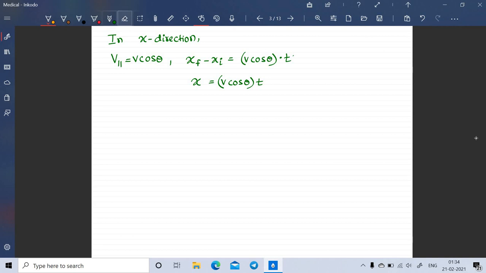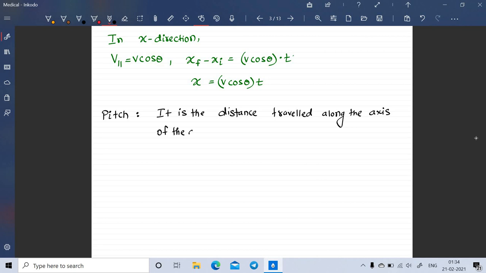Okay. There is another very important parameter of a helix, that is pitch of a helix. It is the distance traveled along the axis of the helix in one complete rotation.